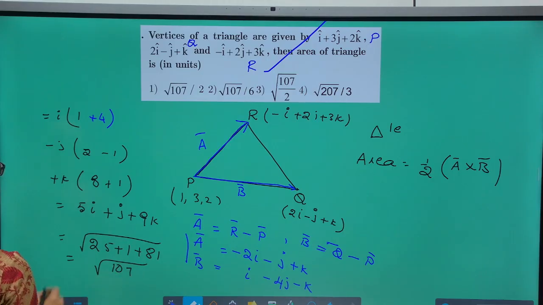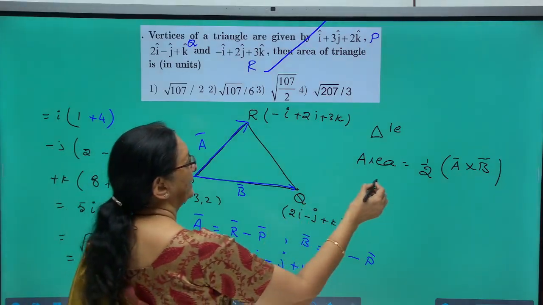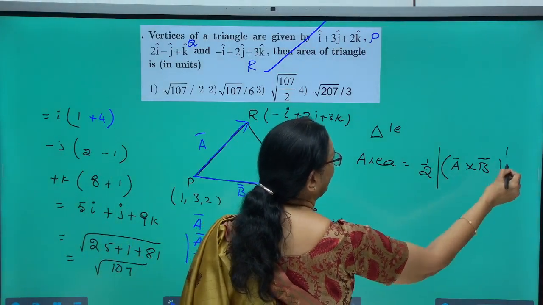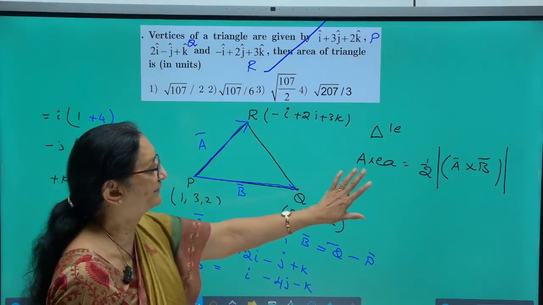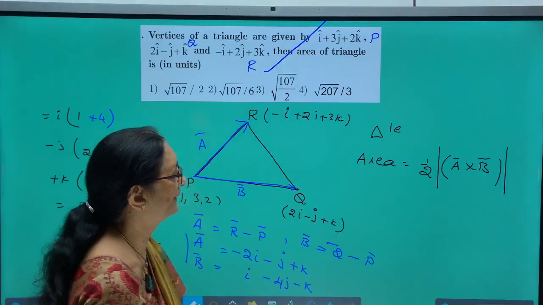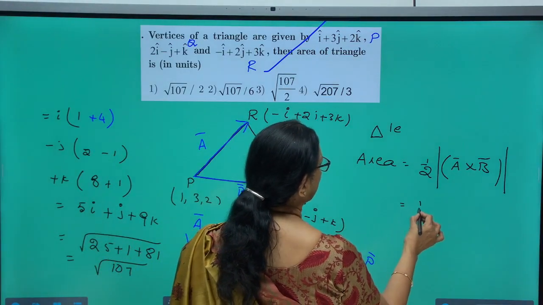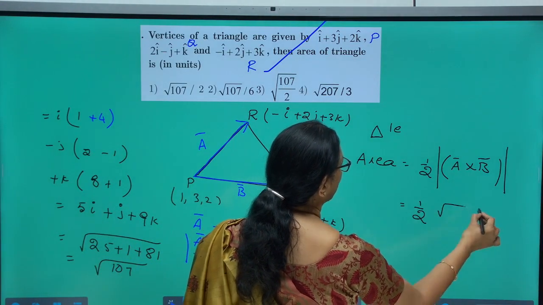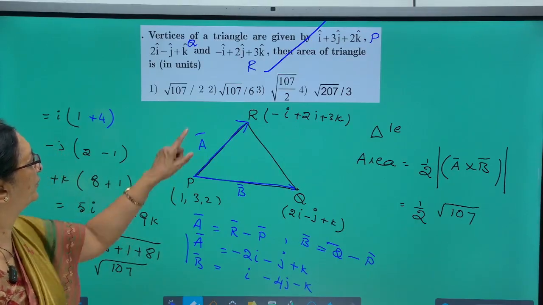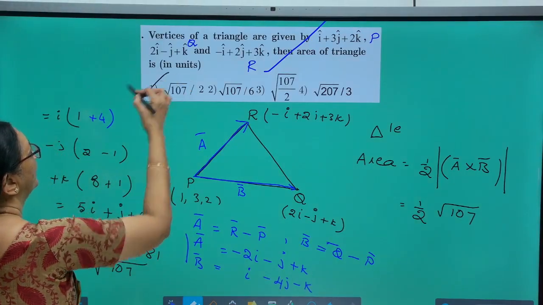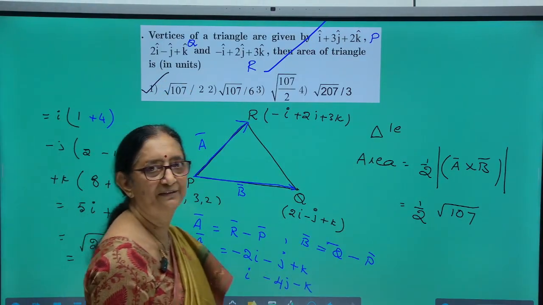107. Okay, if the magnitude of the area is asked, you have to simply take the modulus. So, this is half of the modulus of A cross B, which is root 107. So, the answer is root 107 by 2. The first option is correct for that problem.